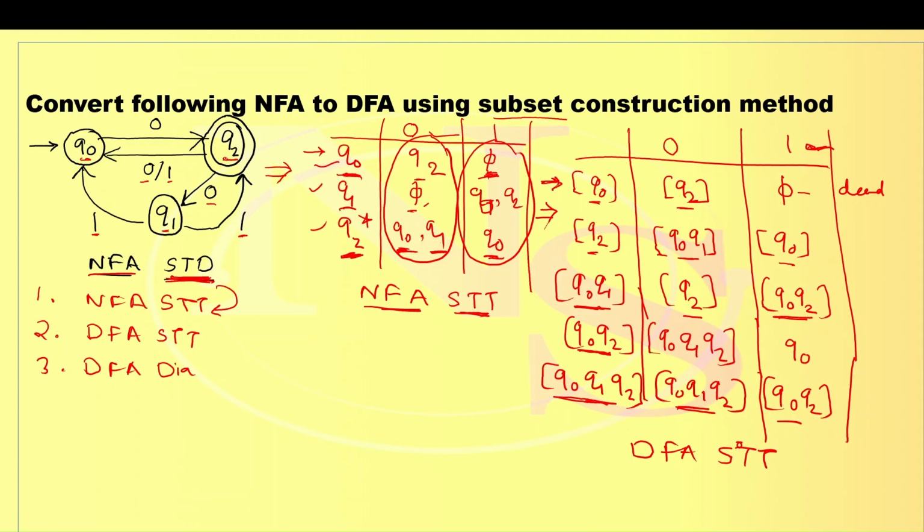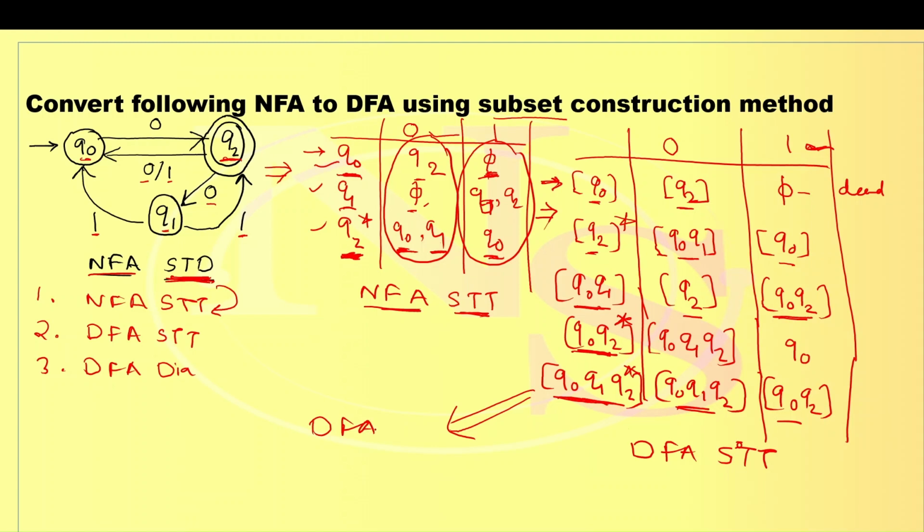In our NFA, final state is Q2. This is a final state. So wherever in the row headers Q2 is present, that state becomes final state. Here is a Q2, so Q2 becomes final state. Q0, Q2 contains Q2, so Q0, Q2 becomes final state. Here also Q2 present, so this becomes final state. So there are 3 final states, total states are 5.